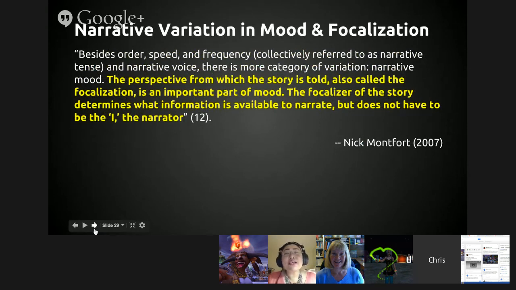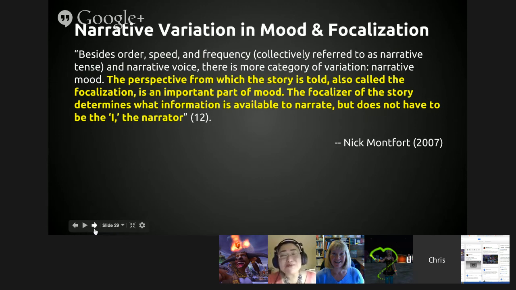But narrative variation and mood and focalization, okay? So there's another layer. Again, remember I told you that narrative is really complicated? Once I go through just little tidbits, you will want to read his dissertation, okay? So look at this. Of course. He says, order... formalism. Yay, yes.